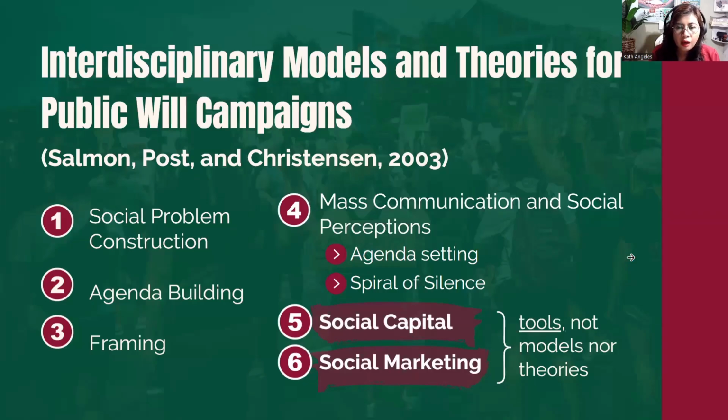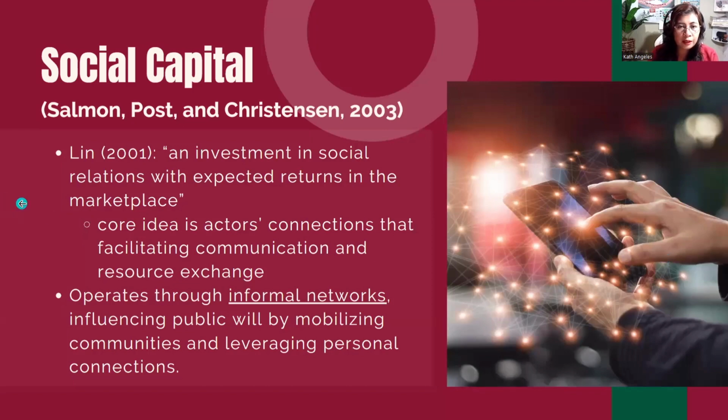So in Salmon, Post, and Christensen's paper, they mentioned 6 interdisciplinary models and theories for public will campaigns. Now I'll be reporting the fifth and the sixth, social capital and social marketing. They mentioned, however, that these are tools and not models or theories, unlike the first 4 that was already discussed by my groupmates. So let me discuss the fifth one, social capital. So according to Lynn, social capital is defined as an investment in social relations with expected returns in the marketplace.